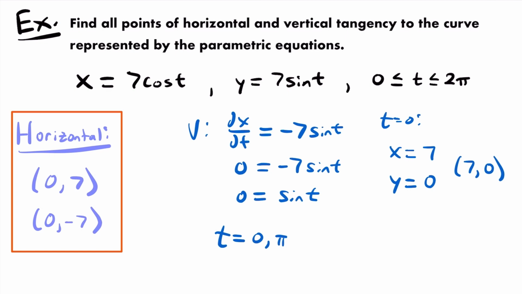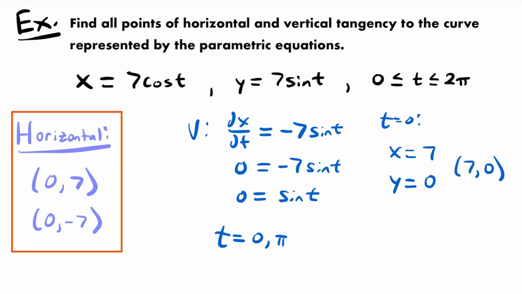Now just to show you that you will get the same point when t equals 2 pi, if we plug 2 pi into both of these parametric equations, cosine of 2 pi is 1, 1 times 7 is 7, so x is 7. And then 2 pi plugged into this equation, we have 7 times sine of 2 pi, sine of 2 pi is 0, and 0 times 7 is 0. So that gives us the same point. 0 and 2 pi give us the exact same point, which only accounts for 1 vertical tangent line, not 2. And so that's one of our points of vertical tangency.